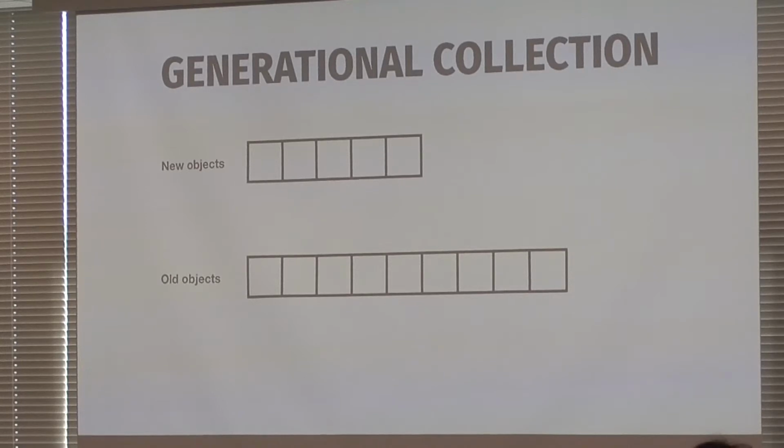Here we have an example. Once again, you have to divide your memory into 2 or more generations. Python uses 3 generations. I'm pretty sure V8 uses 2 or 3, I'm not 100% sure. The idea is as follows. Every new object that gets created ends up in this new object space. When that fills up, or when a certain amount of objects have been created, you collect only that generation. And when it fills up again, you collect it again.